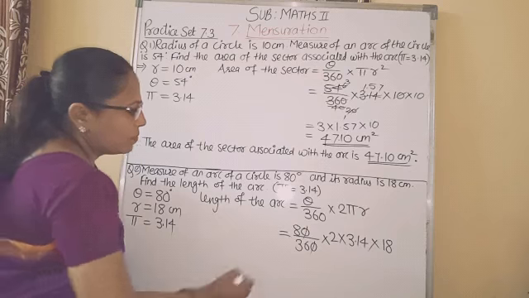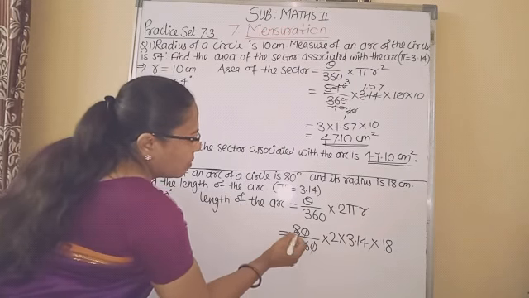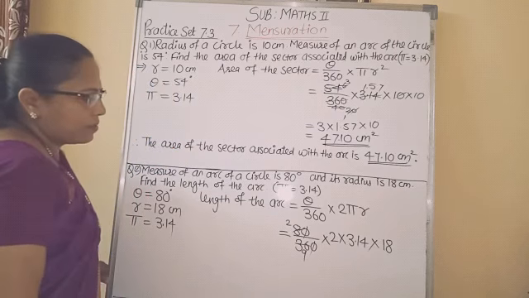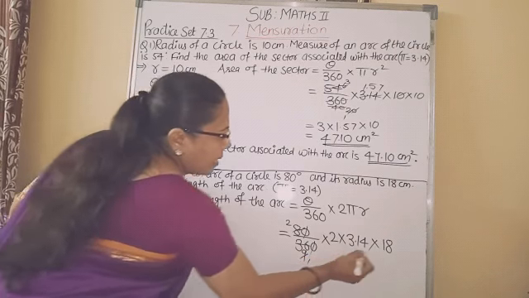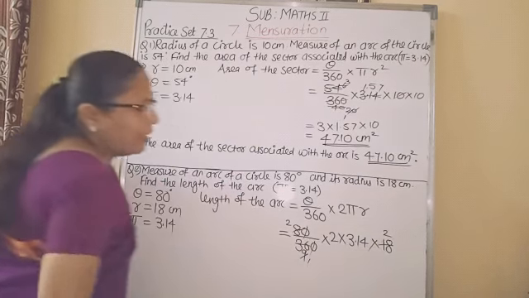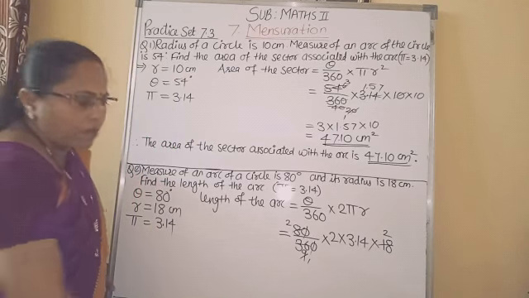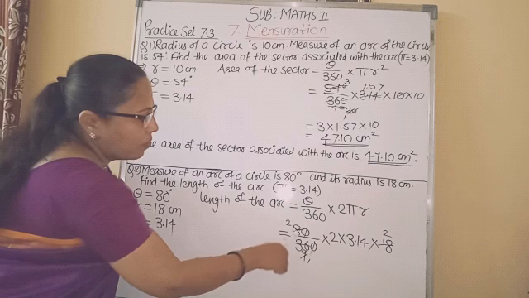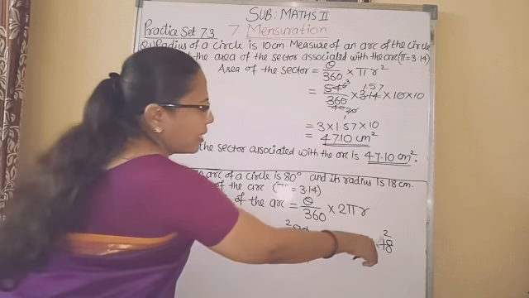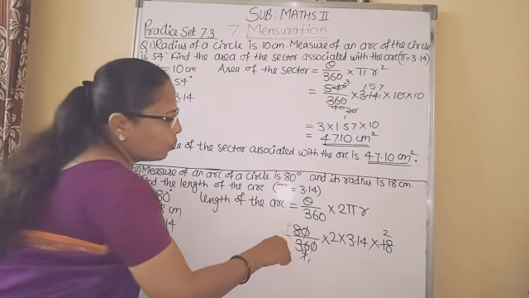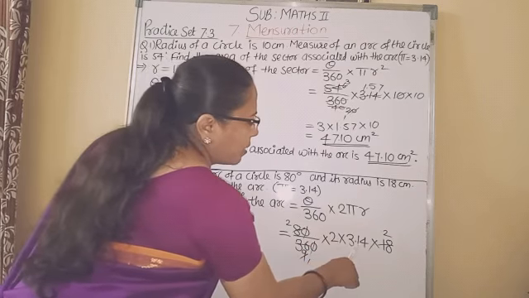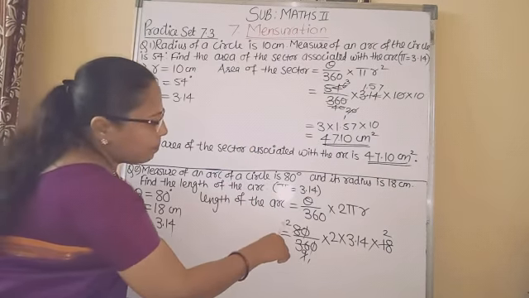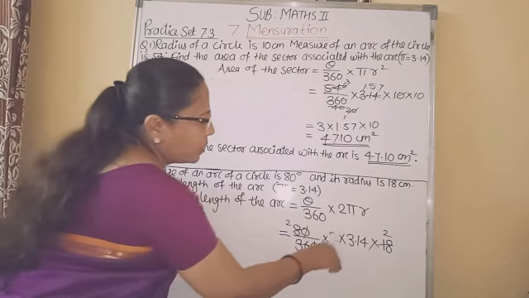0, 0, 4 2s are 8, 4 9s are 36, 9 1s are 9, 9 2s are 18. Follow this simplification. 8 and 36 we divided by 4. 4 2s are 8, 4 9s are 36. Then 9 1s are 9, 9 2s are 18. Now we have here 2 multiplied by 2 multiplied by 3.14 multiplied by 2. So let us first do this simple multiplication. 2 into 2 into 2.